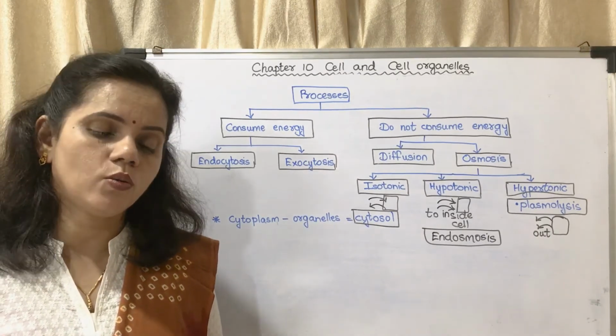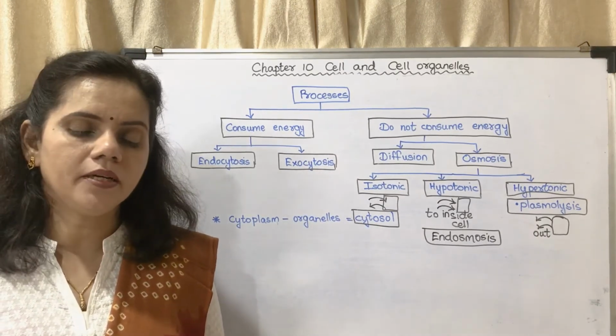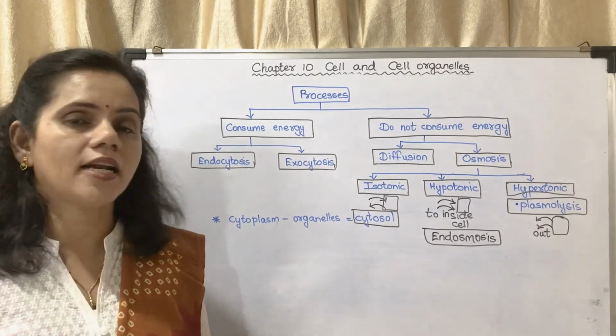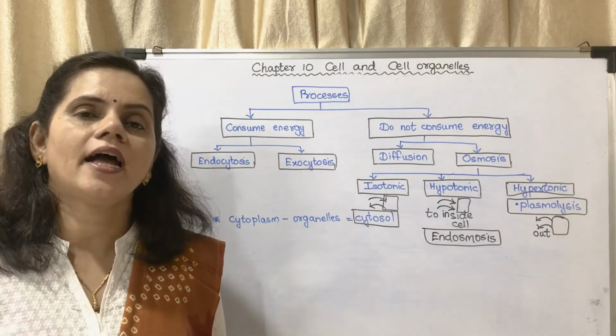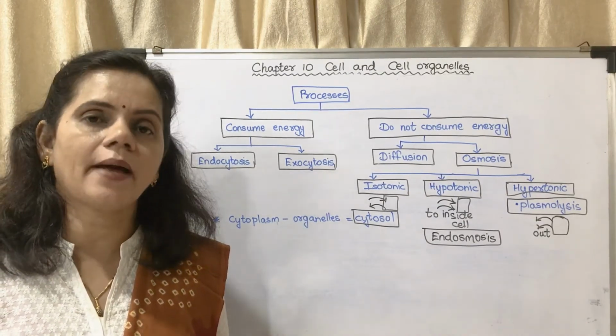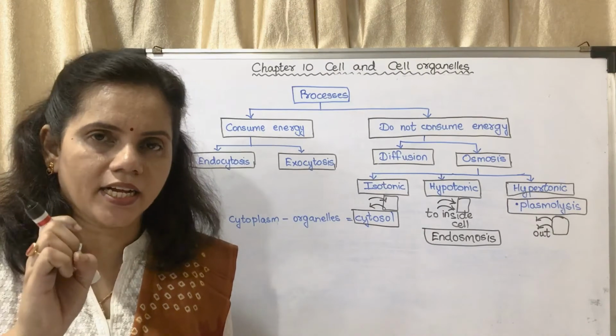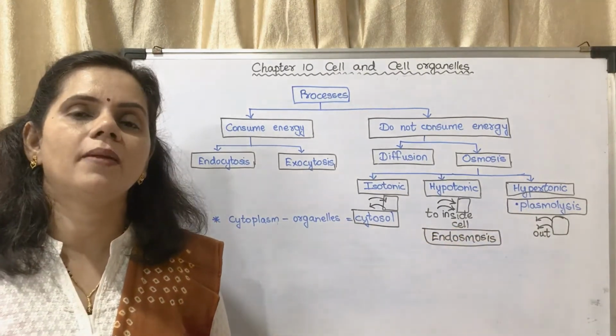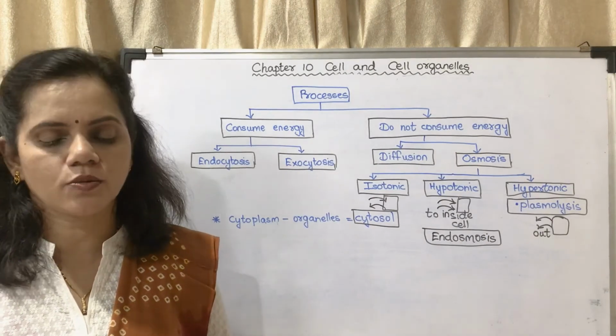Next is hypertonic solution. The cell has more water than the outside medium, so the water comes out of the cell. This is called exosmosis, and due to that the cell will shrink. That shrinking process of the cell is called plasmolysis.